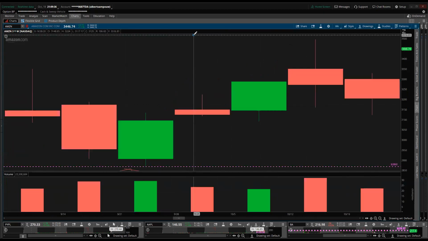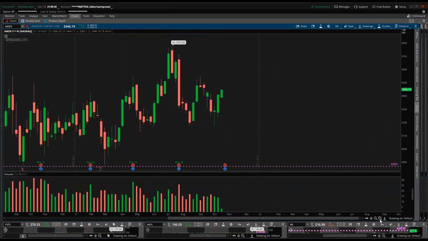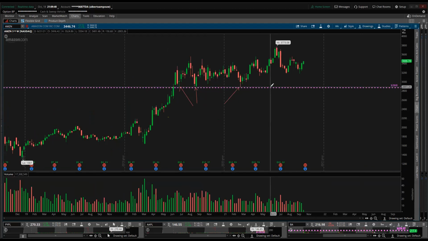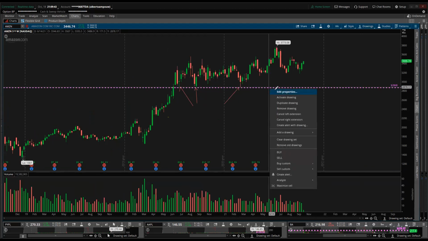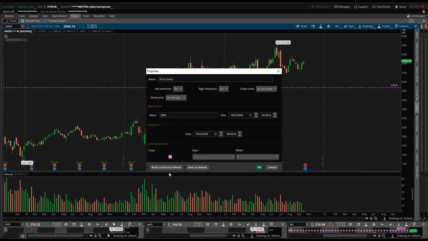Now, when you're using this price level that we are using, this purple one, you want to double click it or right click it, click edit properties. Do you see this thing that I see right here? Do you see the properties within when I click it? You can change the color, you can change the style, but you always want to make sure the left extension is on and the right extension is on.